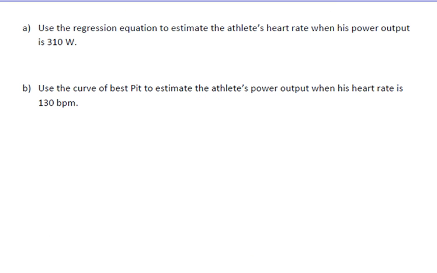So this one, can you answer how we would answer this question here? Use the regression equation to estimate the athlete's heart rate when his power output is 310 watts. So what's x and what's y first? X is which one? The bottom, so that would be your power output. Okay, and what's y? Heart rate, measured in beats per minute. Okay, so it's looking for us to estimate the heart rate. So what's y when our x is 310? How do we use a regression equation to do that?